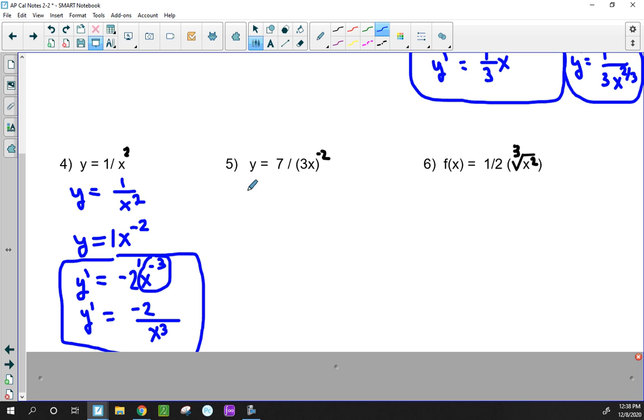Alright, same deal with number 5. It says y is equal to, and I see a 7 on top, divided by, and then this time I have parentheses around the 3 and the x. I'm just kind of rewriting it so you can see it, since I typed it. And so this is the original problem. In order to derive and use the power rule, you would want to get rid of the fraction.